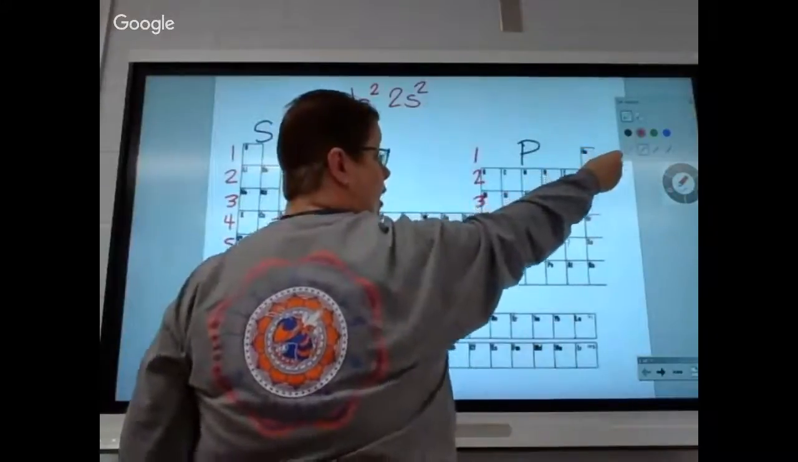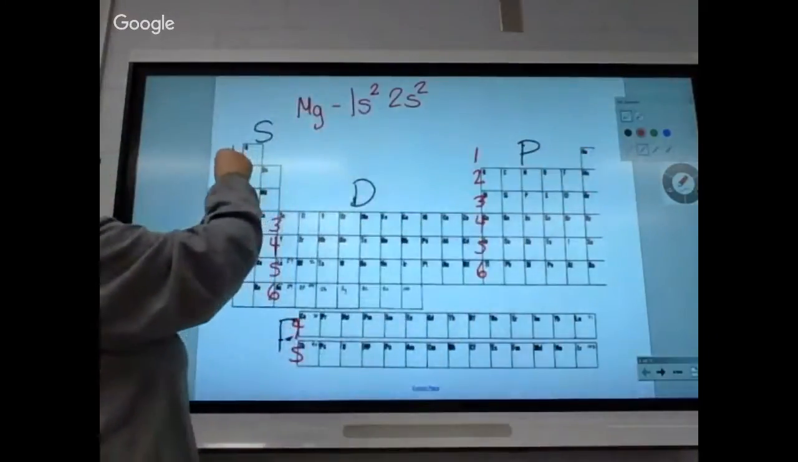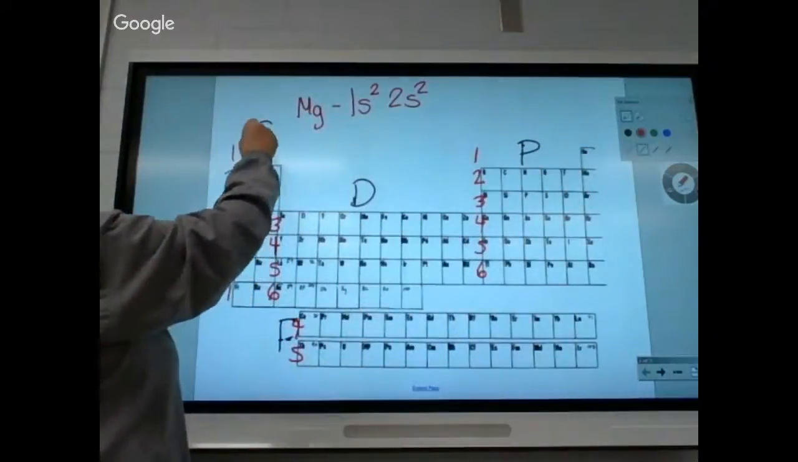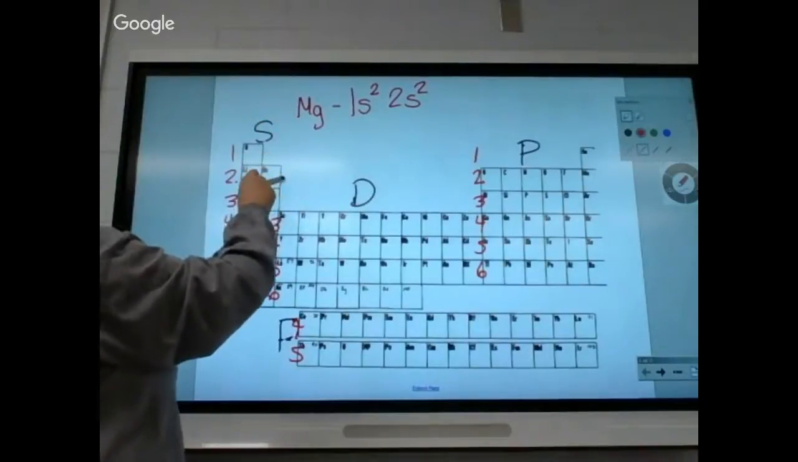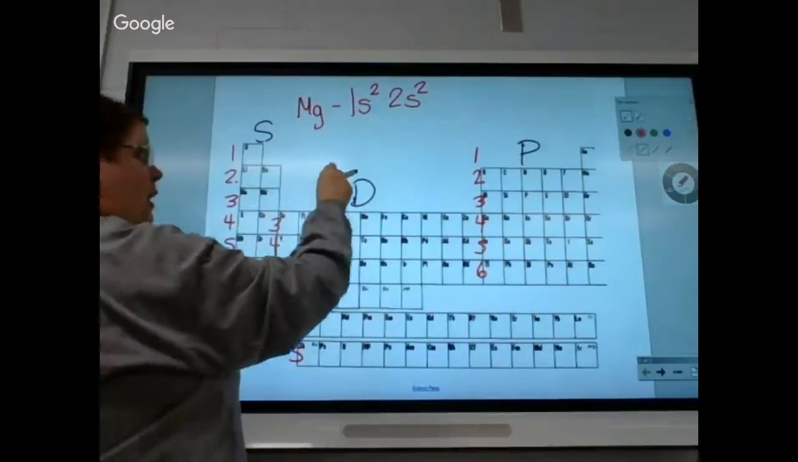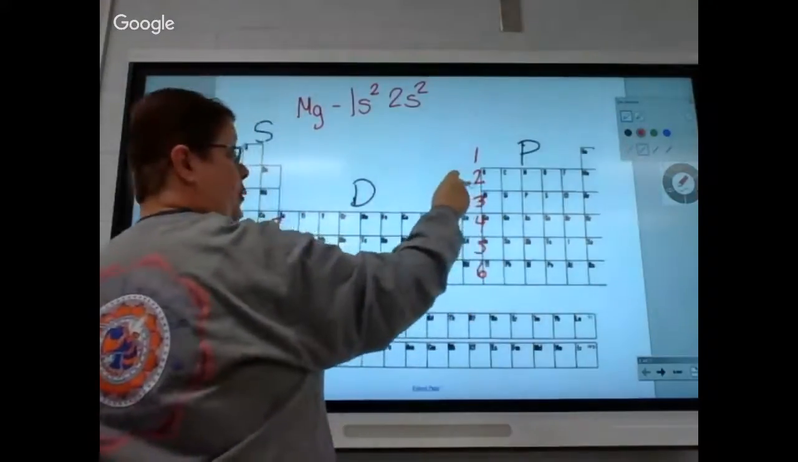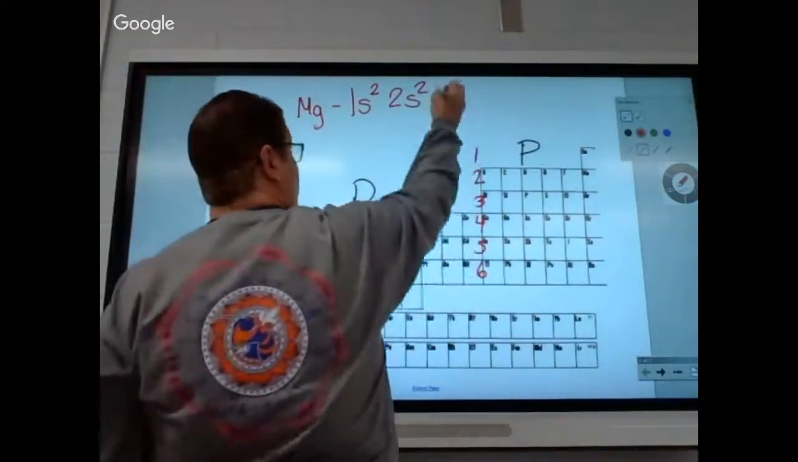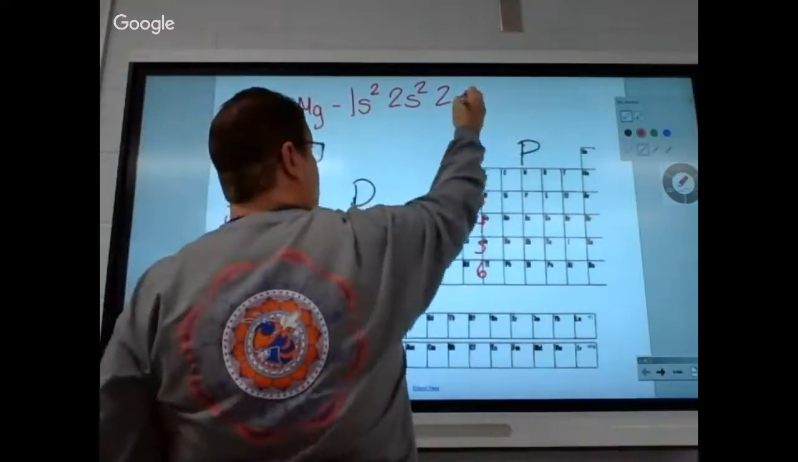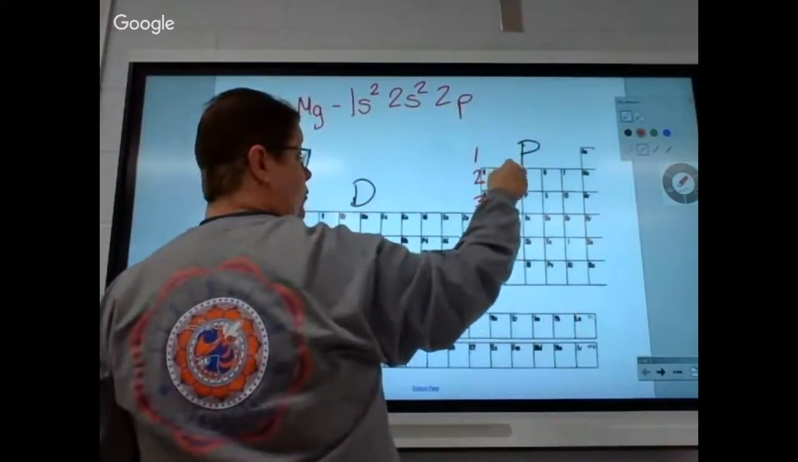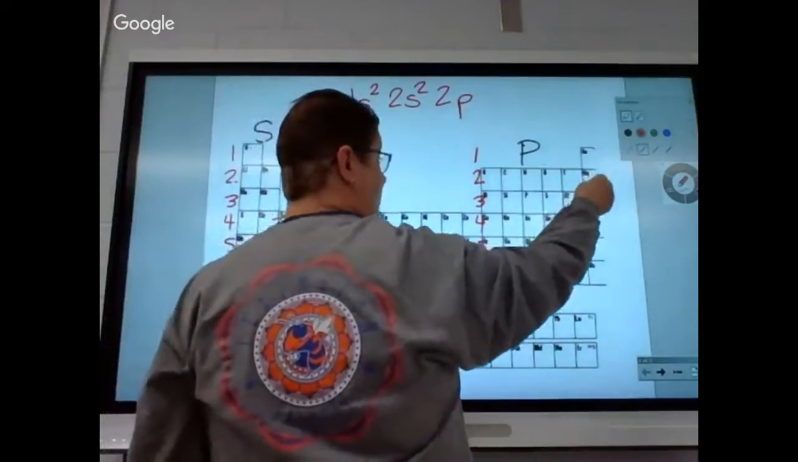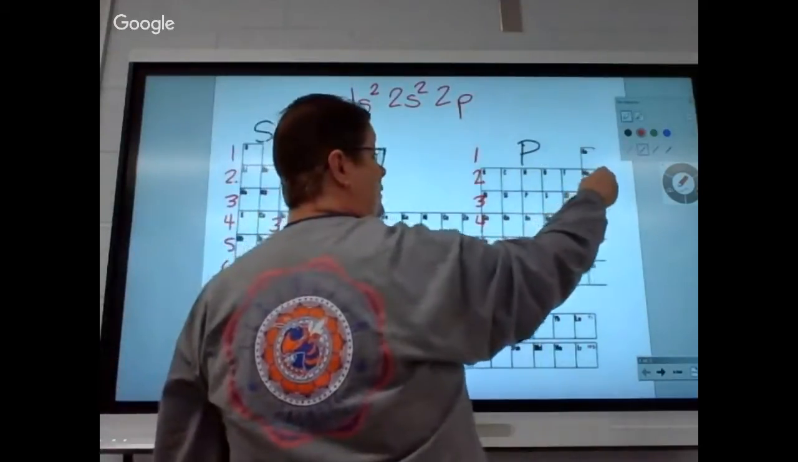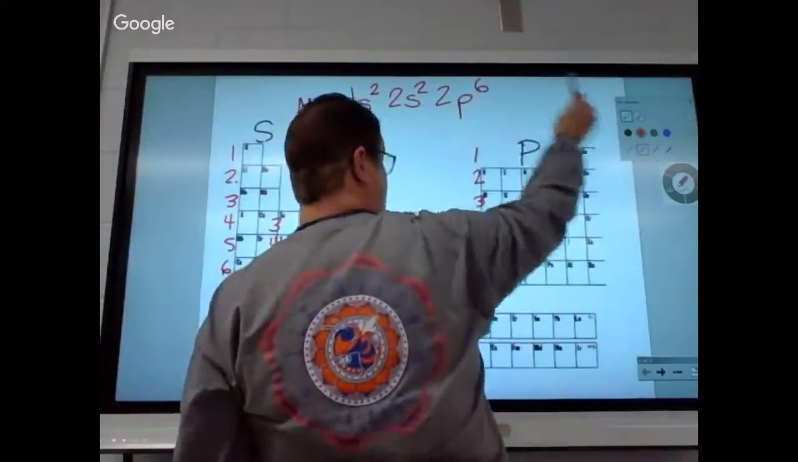I'm at the end of the row. I come back to the next row. 2, S block, 1, 2. I'm here. Where do I go? Straight across the page. What's the next number I see? What block? How many elements do I have? 1, 2, 3, 4, 5, 6. Am I at magnesium yet? I keep going. I'm at the end of the row.